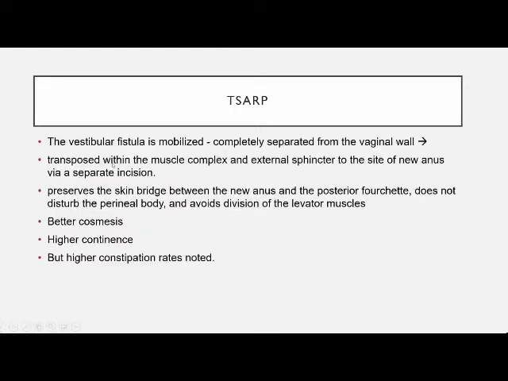Transsphincteric anorectoplasty. In this, the vestibular fistula is mobilized, completely separated from the vaginal wall, and transposed within the muscle complex and external sphincter to the site of the neoanus via a separate incision. This also preserves the skin bridge between the neoanus and the posterior fourchette and does not disturb the perineal body. This also gives better cosmesis, and higher continence rates are reported, but higher constipation rates are also noted.